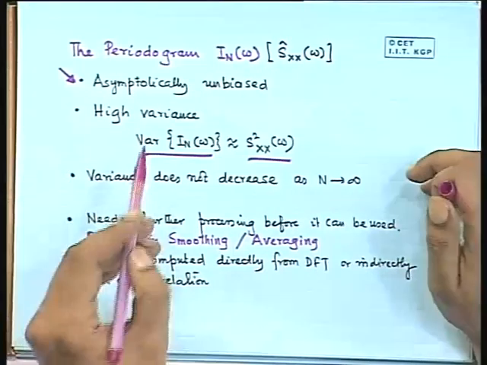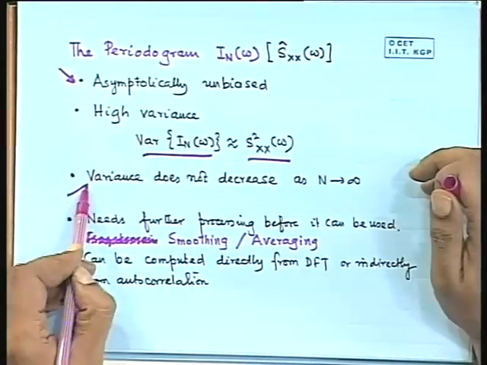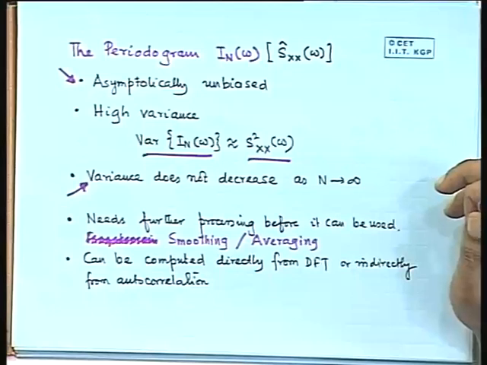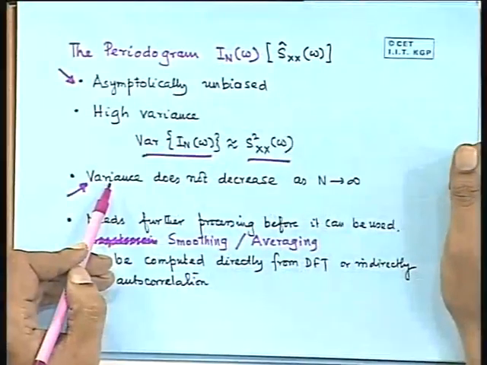Not only that, a very important thing is that as N tends to infinity, this variance does not decrease. So just by taking a large number of samples, you will find that the mean will converge to the true value, but the variance will not decrease. So you can't do it like that. That's an even worse problem. So it cannot be used just like this.